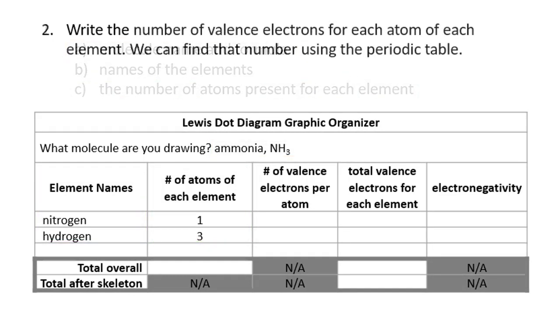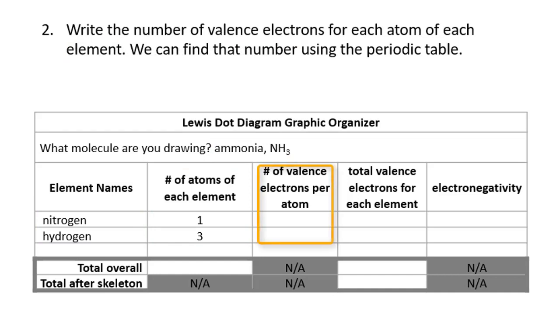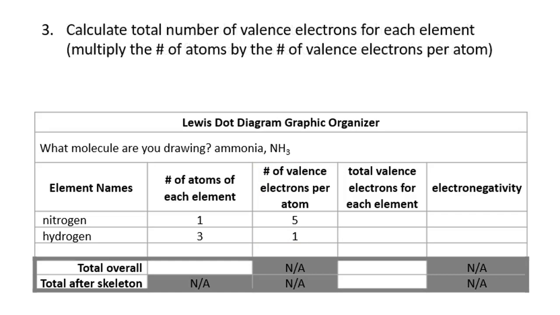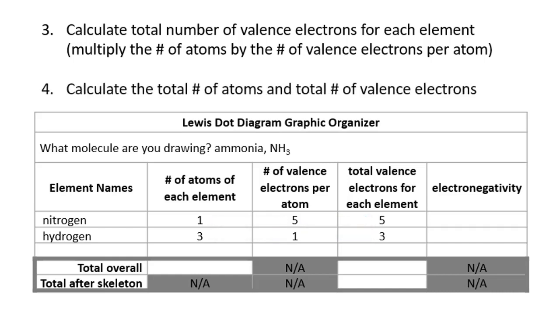Step 2. Write the number of valence electrons for each atom of each element. We can find that number using the periodic table. Step 3. Calculate the total number of valence electrons for each element. Multiply the number of atoms by the number of valence electrons per atom. Step 4. Calculate the total number of atoms and total number of valence electrons.